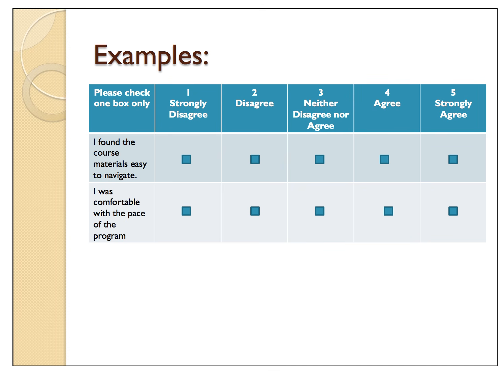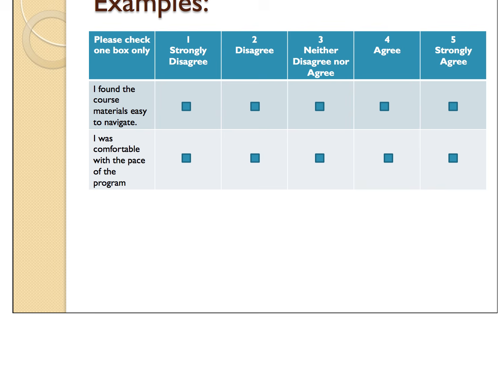Here's another look at how your reaction survey could look. This would be more a computer-based option, or it could be paper-based. I found the course materials easy to navigate, going from 1 to 5, where 5 is strongly agree and 1 strongly disagree. You typically have the more negative be the smaller number and the more positive be the larger number. And then when you do any kind of summary statistics, the bigger the number, the more positive the result is.